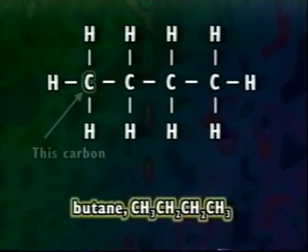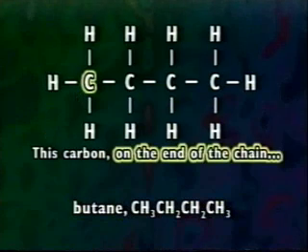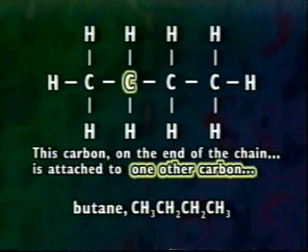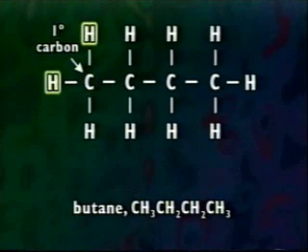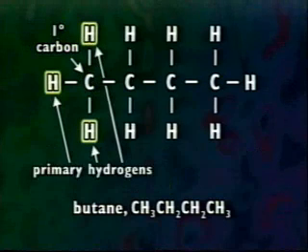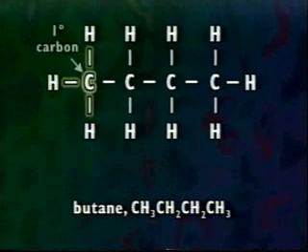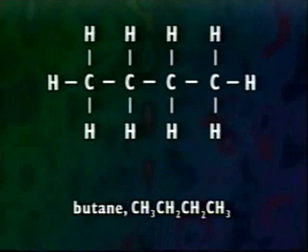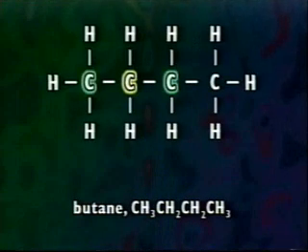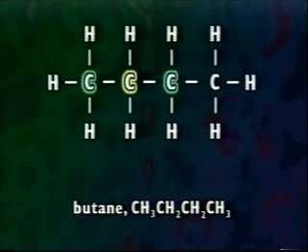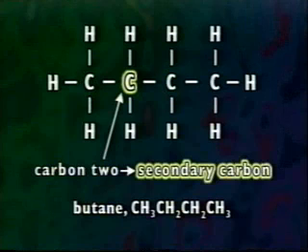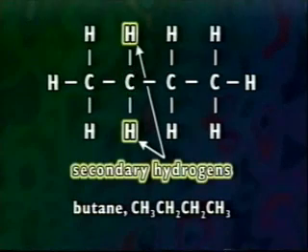Let's look at butane again. This carbon over here, on the end of the butane chain, is attached to one other carbon, so we know that it's a primary carbon. And this primary carbon has 3 hydrogens attached to it. Those hydrogens are called primary hydrogens because they're attached to a primary carbon. Simple enough. But carbon 2 in butane is attached to 2 other carbons, one over here on the end of the chain and one over here right next door. Since carbon 2 is attached to 2 other carbons, carbon 2 is a secondary carbon. And yep, you guessed it, the hydrogens attached to carbon 2 are secondary hydrogens.